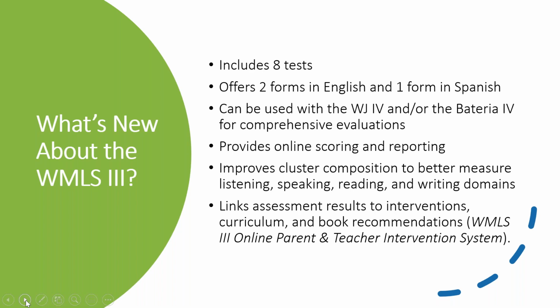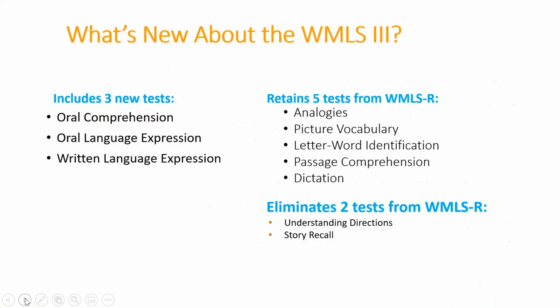Now, one of the ways that it can be used with either the WJ achievement or the Batería achievement is when assessing oral language skills, oral expression and listening comprehension. There are 2 tests in each of those areas that can be utilized. Right now, I know a lot of us are using the oral language battery, which is just as good. But I do want you to know that you could pair up your Batería or your WJ achievements with the WMLS as well.